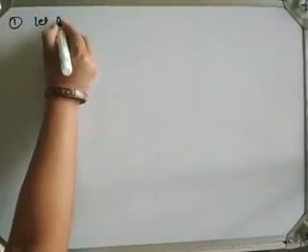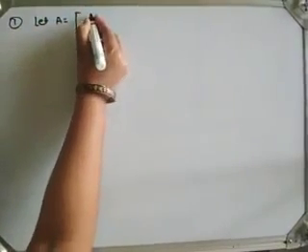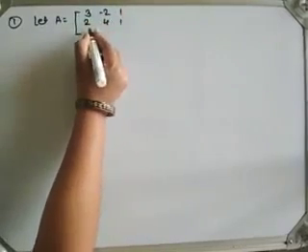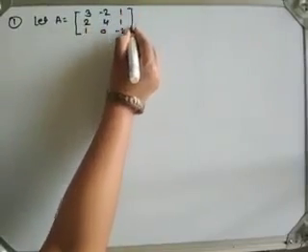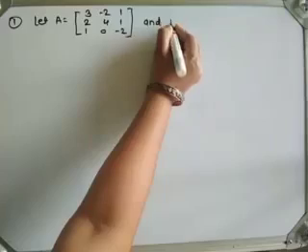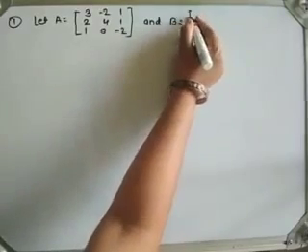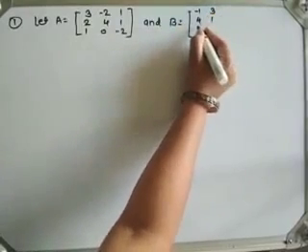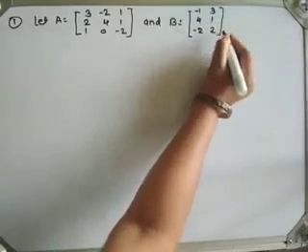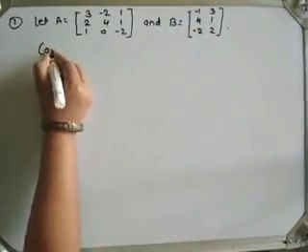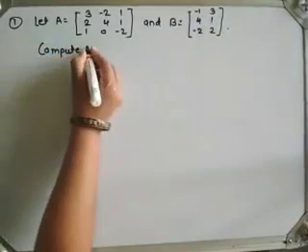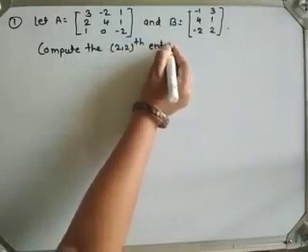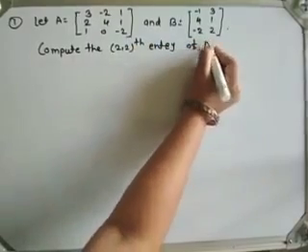Let A be the matrix [3, -2, 1; 2, 4, 1; 1, 0, -2] and B be the matrix [-1, 3; 4, 1; -2, 2]. Compute the (2,2) entry of the product AB.